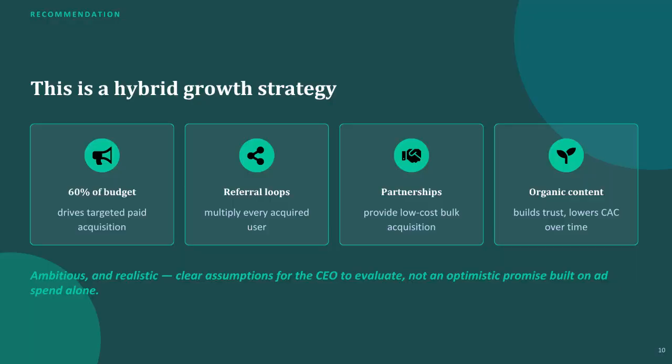So this is a hybrid growth strategy whereby 60% of the budget drives targeted paid acquisition, referral loops multiply every acquired user, partnerships provide low-cost bulk acquisition, and organic content builds trust and lowers cost per client acquisition over time. It is ambitious and realistic, and it is not an optimistic promise built on ad spend alone.